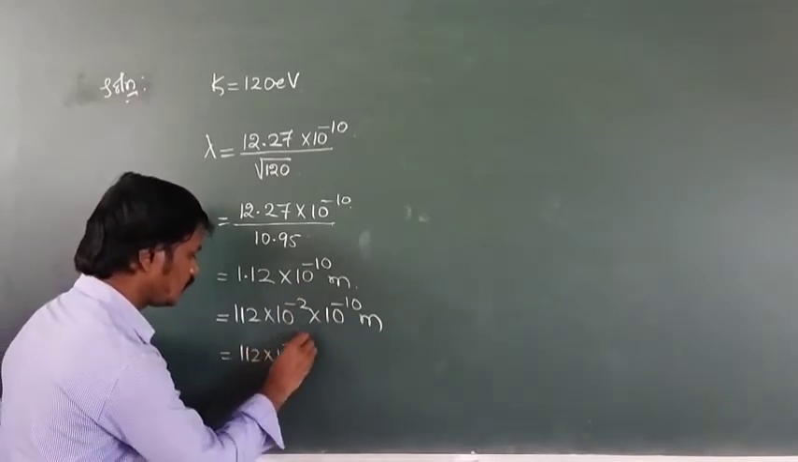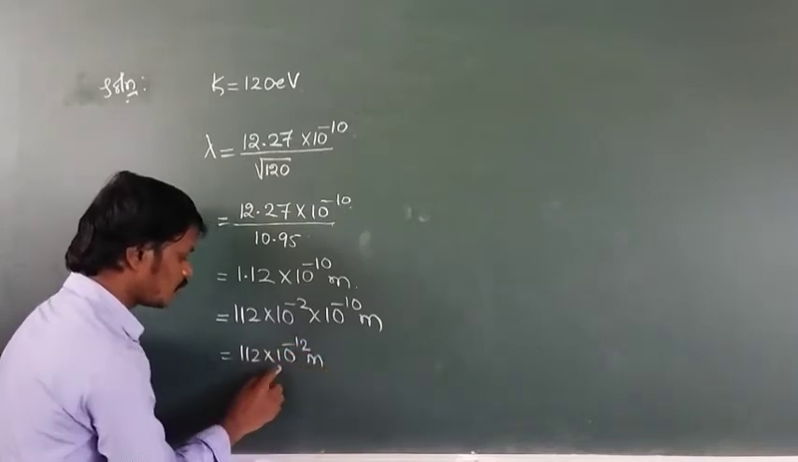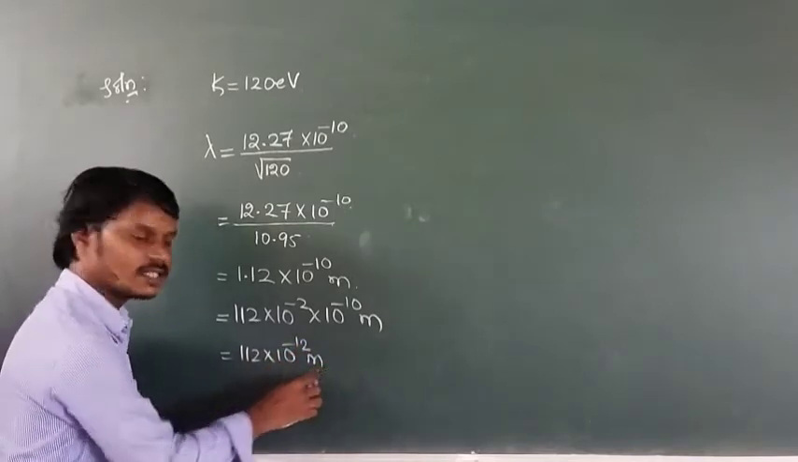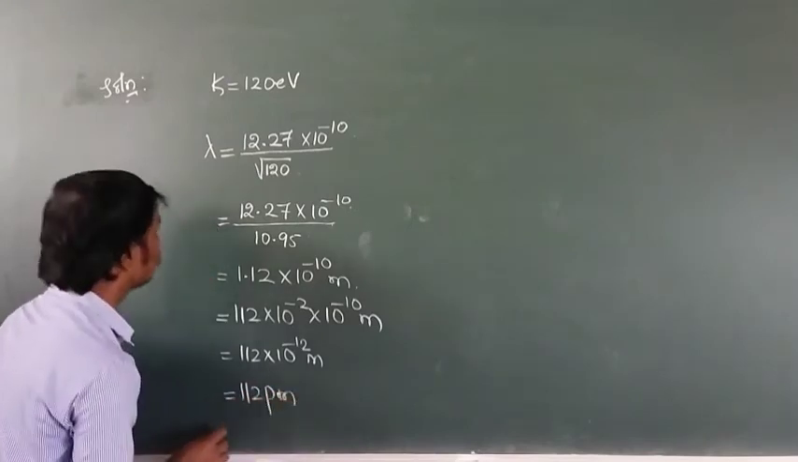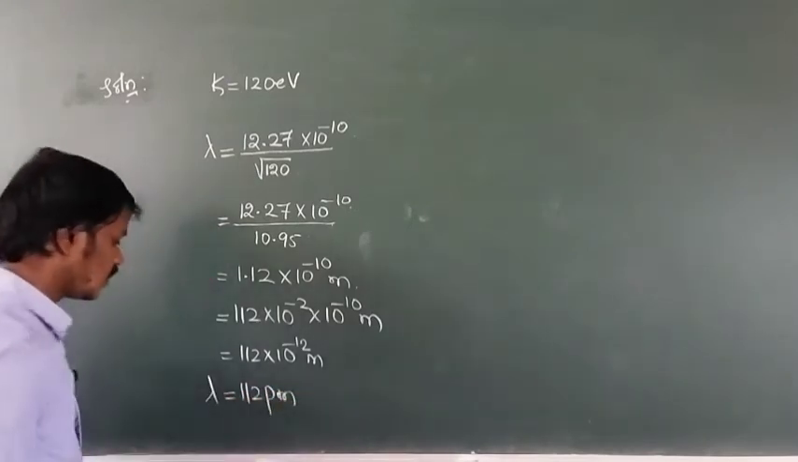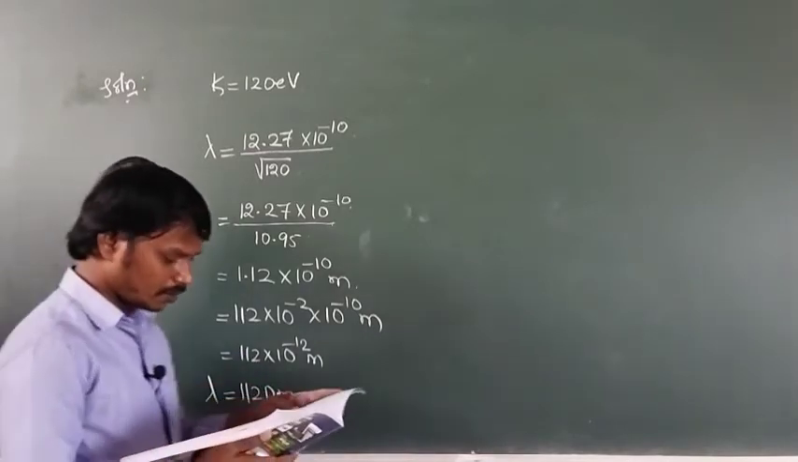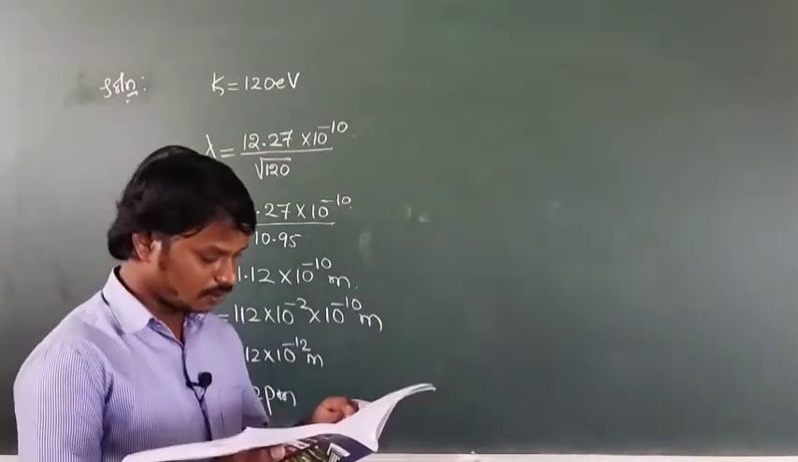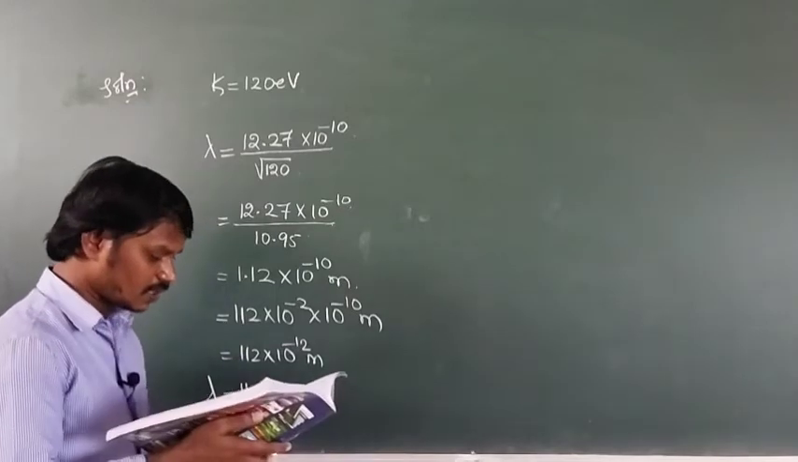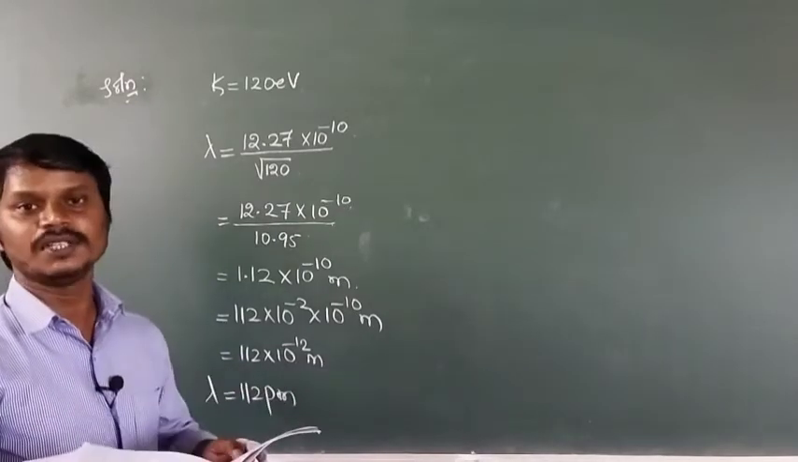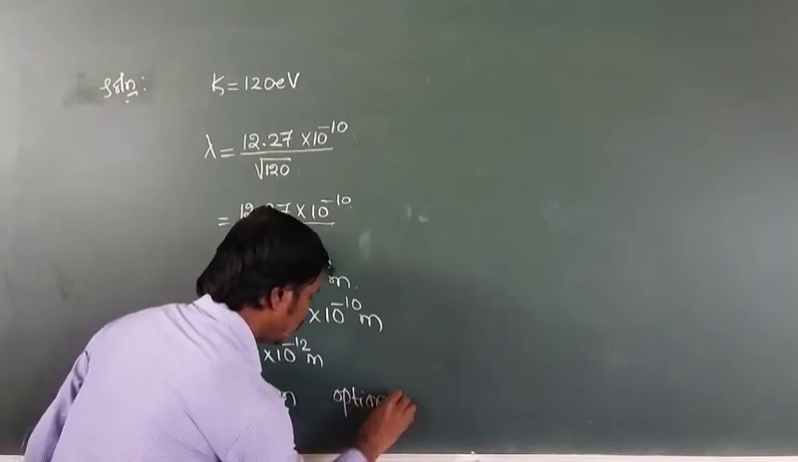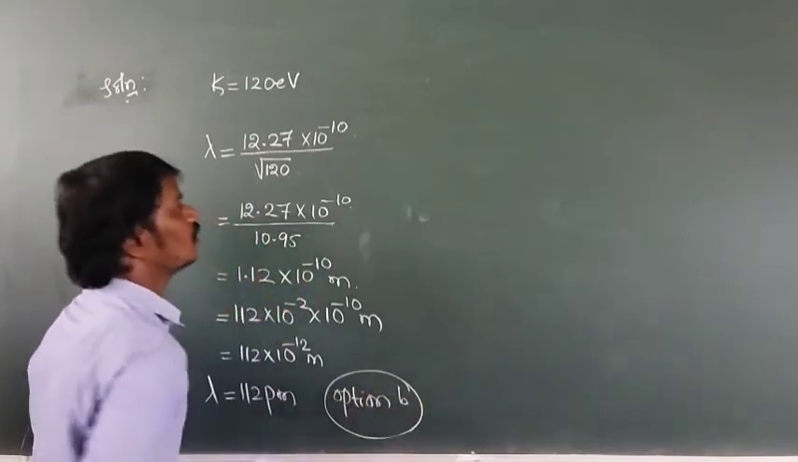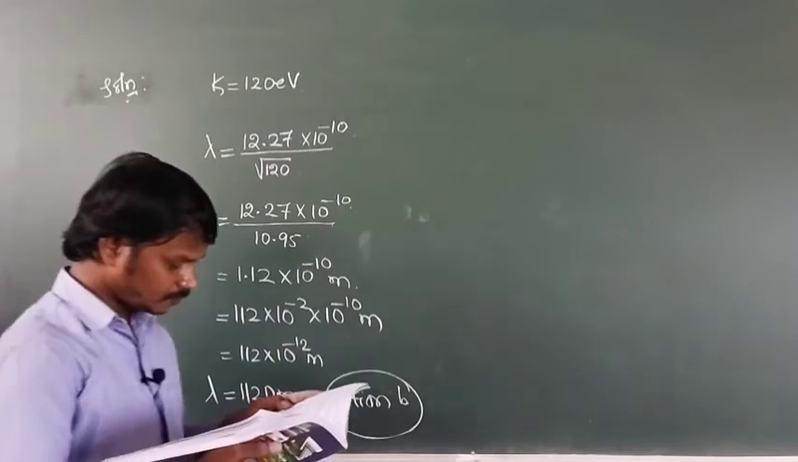10 to the power of minus 12 meter is picometer. Then 112 picometer, this is the correct answer. And it is the de Broglie wavelength of the electron of kinetic energy 120 electron volt. Then which is the correct option here? Option B is correct. Now let us move to the next question.